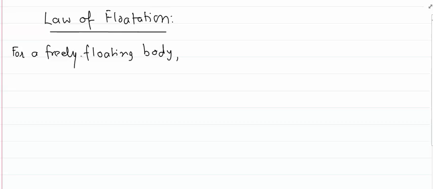So if there's a body inside a liquid and it is freely floating, that means there's no external force applied on it by any other object except for that particular liquid or fluid. When it is freely floating, in that case W is equal to Fp. That means the weight of the object, which is acting in the downward direction, is equal to the upthrust acting. In fact, a more precise formula is down thrust is equal to up thrust.